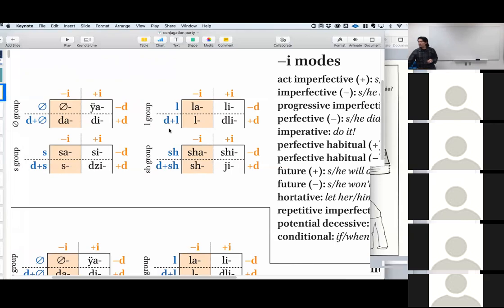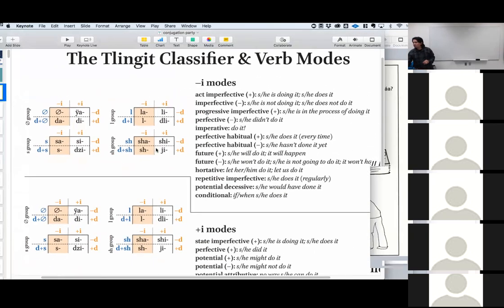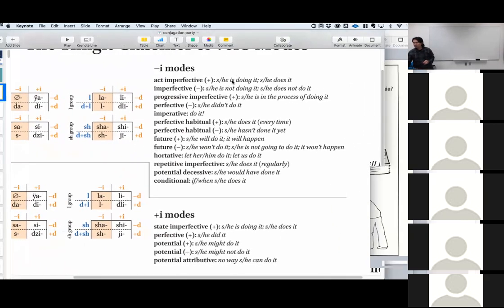So I made this list, and here's the verb modes. And it says what that translates to. And so all the minus I's, so it's imperfectives, and so there's just these things, and we'll learn them as we see more of them. This is what the classifier should be.